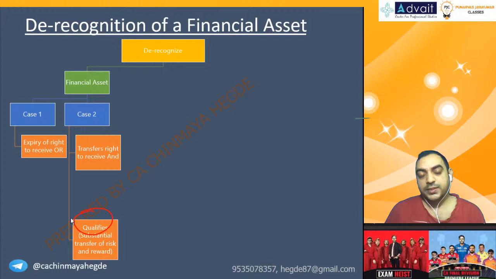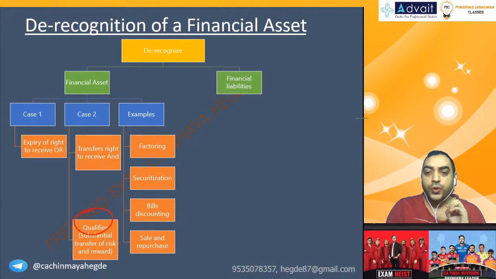Now, in case it is factoring without recourse. Factoring without recourse means whether he can collect or he cannot collect, your collection is assured. So it qualifies for substantial transfer of risk and rewards. Therefore, it qualifies for derecognition. So factoring with recourse, you don't derecognize the asset, but factoring without recourse, you will derecognize the asset. Factoring examples I told you.